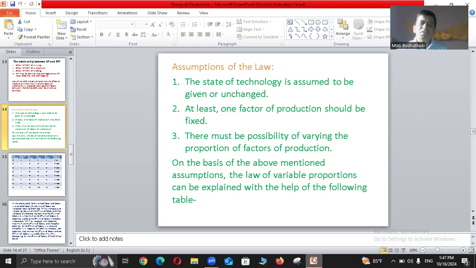There must be possibility of varying the proportion of factors of production.